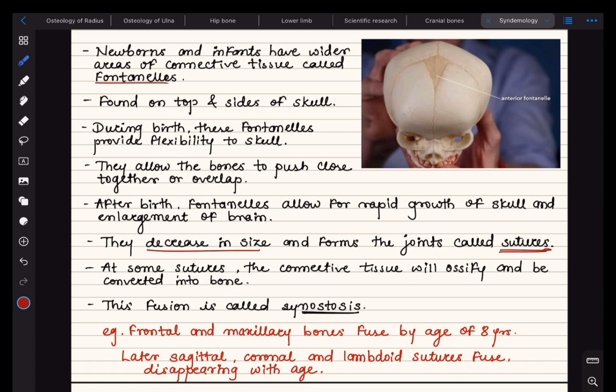So at some sutures, the connective tissue will ossify and be converted into bone. This fusion is called synostosis. For example, the frontal and the maxillary bones, which are earlier two in number, fuse by the age of 8 years into one. Later, the sagittal, coronal, and the lambdoid sutures fuse, disappearing with age.